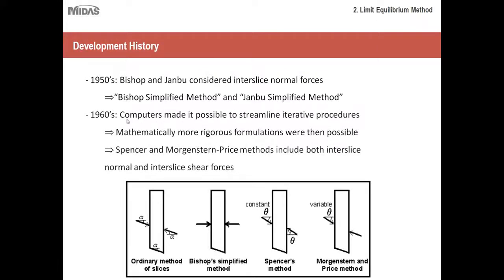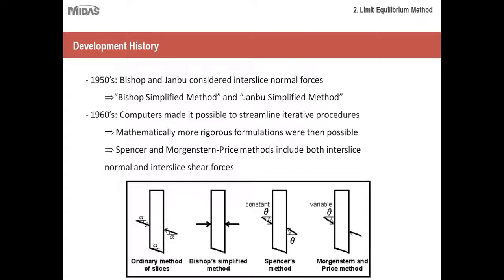And then in the 1960s, computers made it possible to streamline iterative procedures. For example, mathematically more rigorous formulations were then possible. So this led to the emergence of the Spencer and Morgenstern-Price methods that include both interslice normal and interslice shear forces. As you can see, in Bishop's method the normal forces are considered, but the shear forces between each slice are ignored.